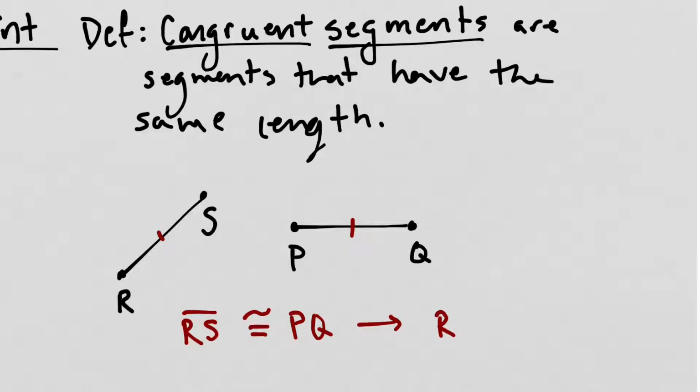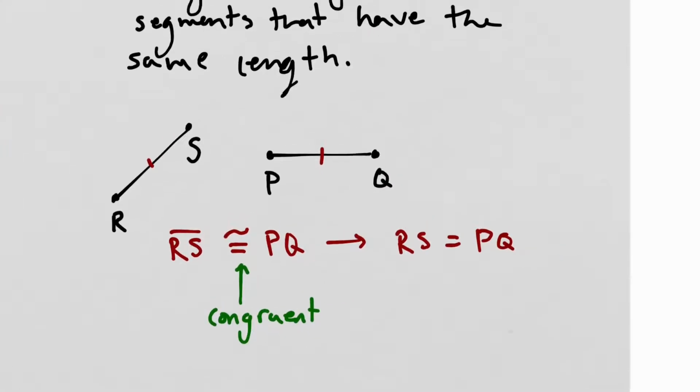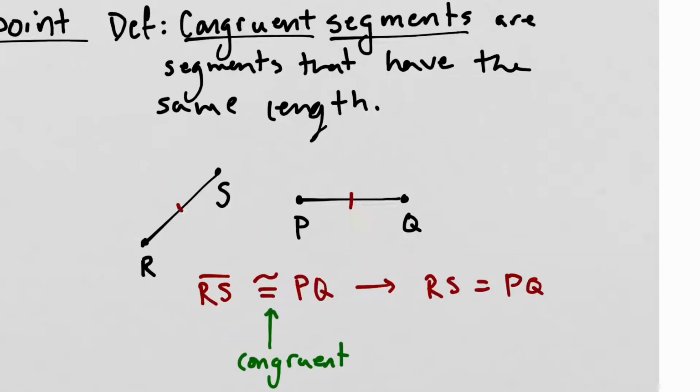the length of RS is equal to the length of PQ. Notice the difference between those two notations. This means congruent, and if two segments are congruent, their lengths are the same. So there we go. We're going to look at another definition.